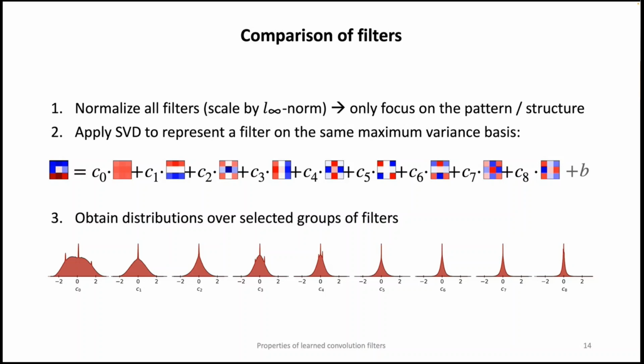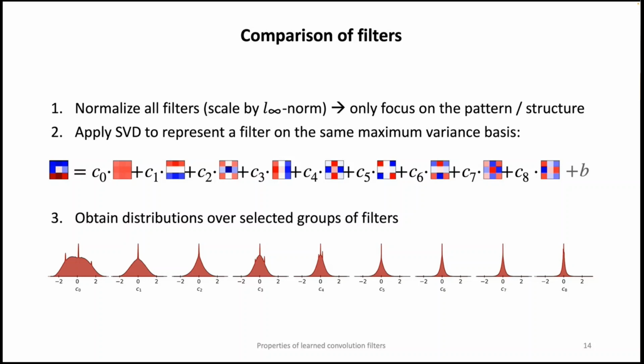Now, the second part of our analysis really focused on understanding how different the filter patterns are that the models learn. Because apparently you can transform your input samples on a model that was trained on ImageNet similar to seismic data. So there must be some shared patterns. And to study this, we've made the following protocol. First, we took all filters, we individually normalized them by their L-infinity norm, such that we only compare the pattern and not the scale.